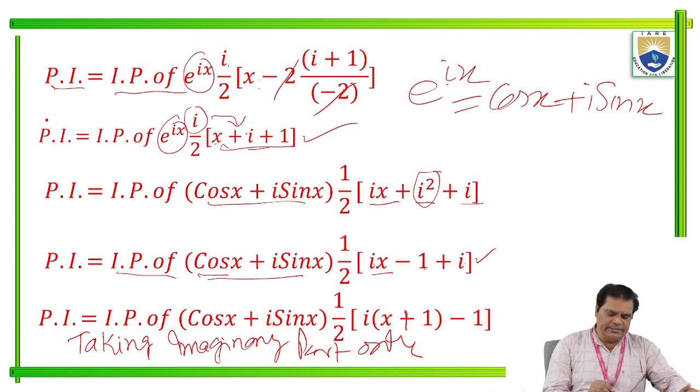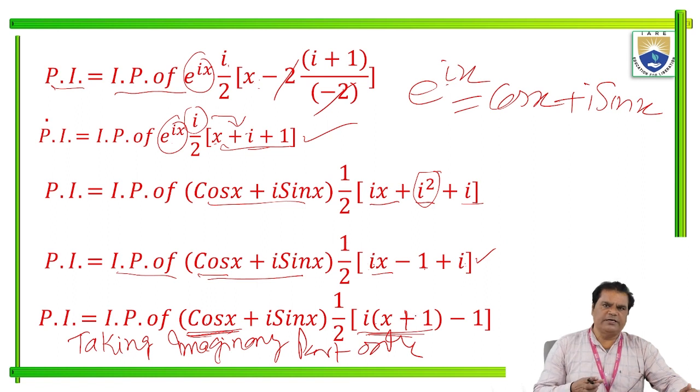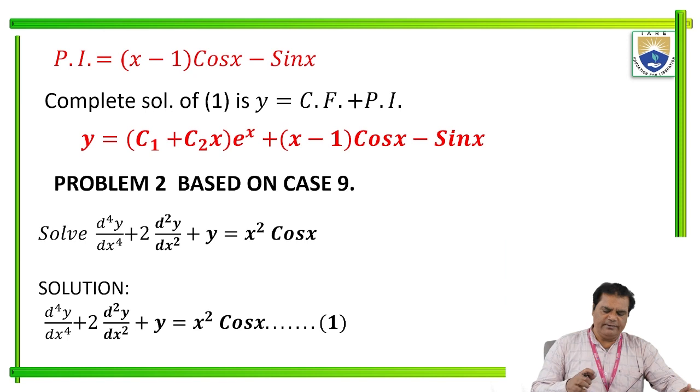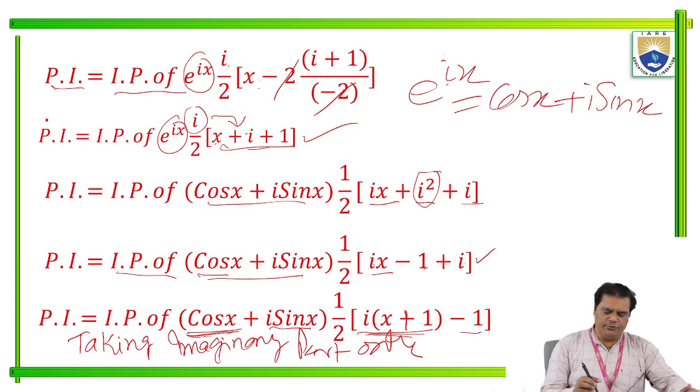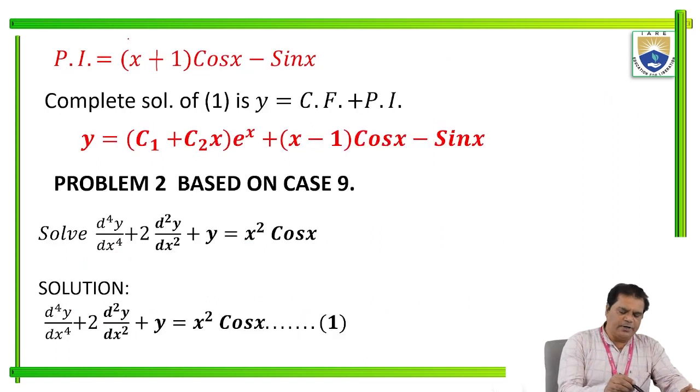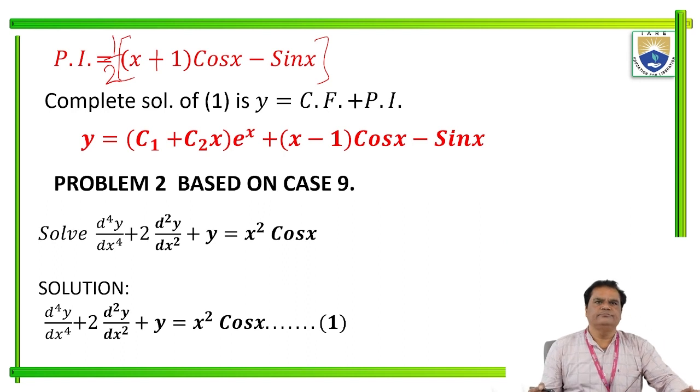So here cos x is real. Ix plus 1 is imaginary. So this multiplies to this, and we get 1 upon 2, x plus 1, cos x. And i sin x is imaginary and minus 1 is real, so minus i sin x. We get here x plus 1, and 1 upon 2 is common. So 1 upon 2, x plus 1 cos x minus sin x.